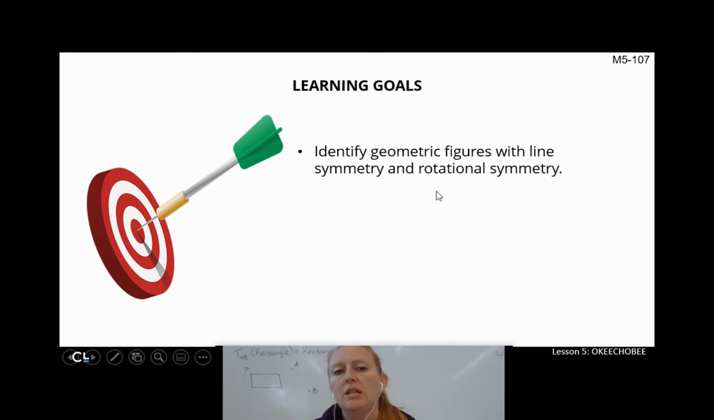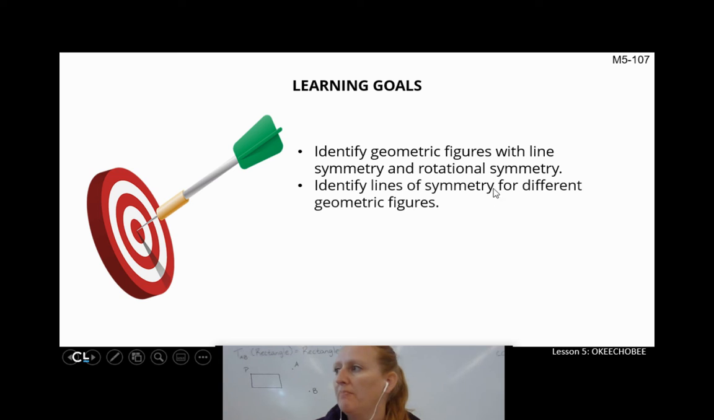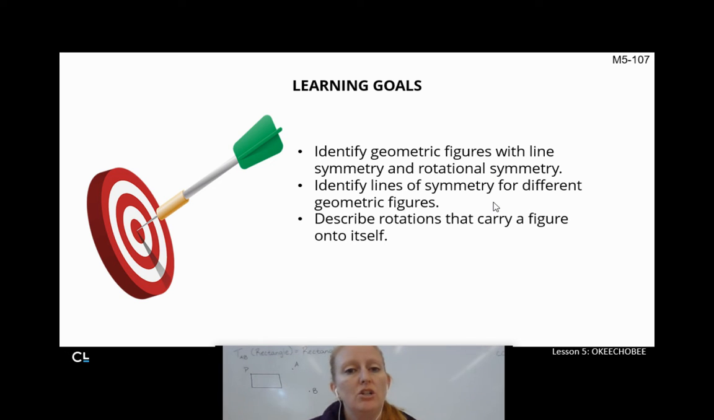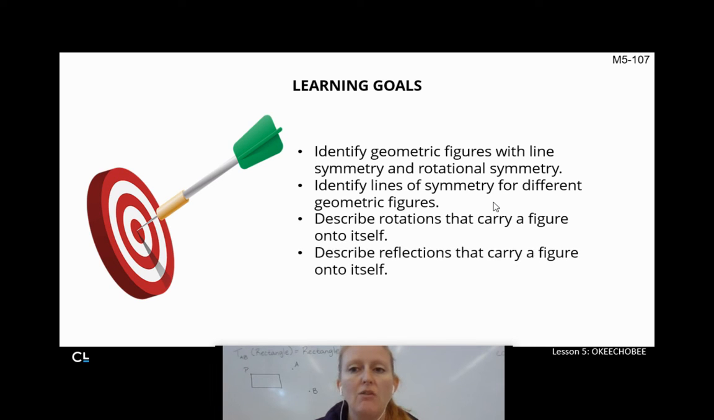So our goals today, we're going to identify geometric figures with what we call line symmetry, reflectional symmetry, and rotational symmetry. We're going to identify lines of symmetry for different geometric figures. We're going to describe rotations that can carry a figure onto itself. And we're going to describe reflections that can carry a figure onto itself, right?